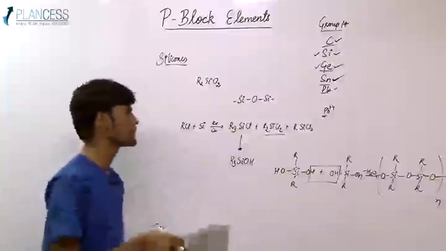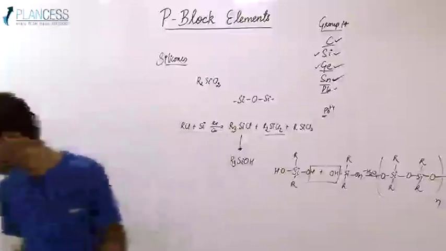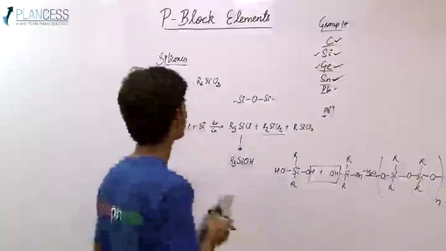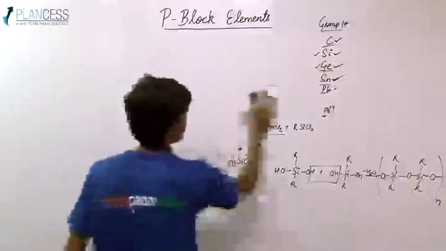These were some of the properties of Sn and Pb. Now this was all about the group 14, or carbon family. Now moving on to group 15, or you can say the nitrogen family.